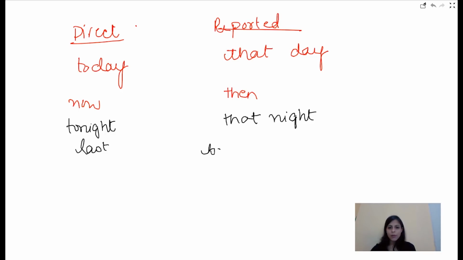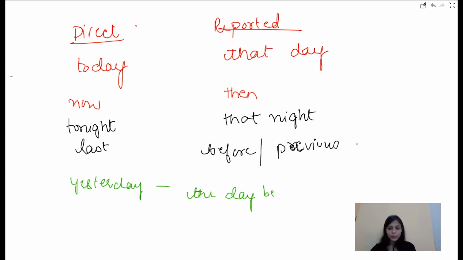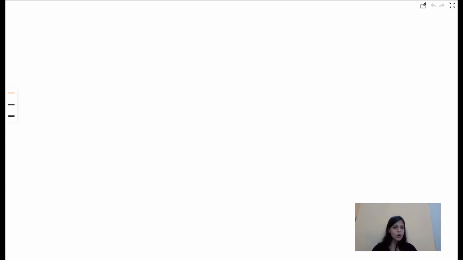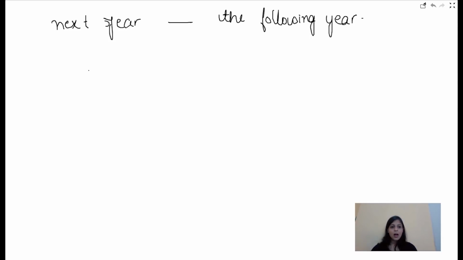Last gets converted into before, and you can also use previous. Yesterday changes its form to the day before. Ago changes its form to before. Then one more I'm going to talk about, last week changes its form to the week before. So you can remember all this when you're talking about reported speech. There are a few more things that you can take care of. I'm going to report all of them right here. For example, next year changes its form to the following year. See, tomorrow.